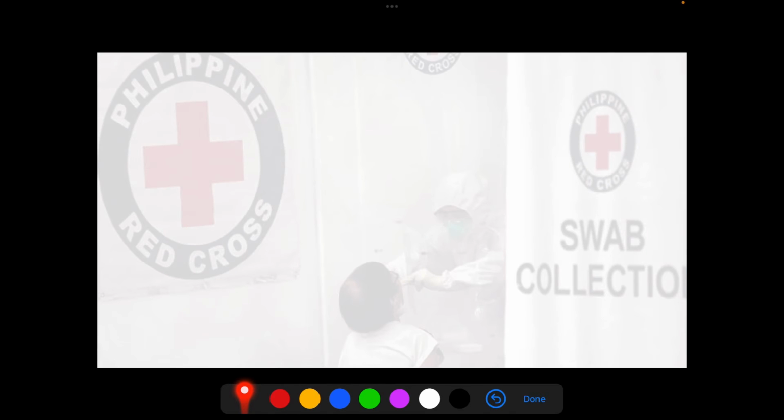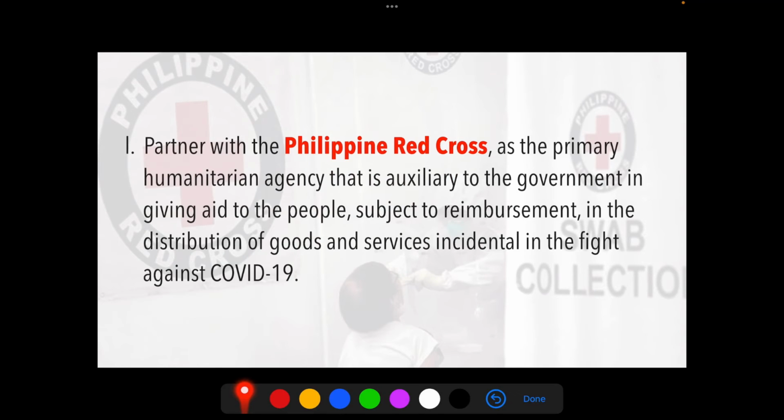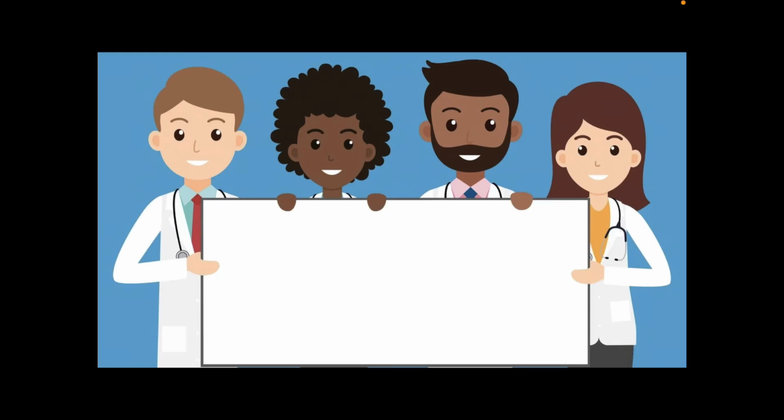And also, we have here to partner with the Philippine Red Cross as the primary humanitarian agency that is auxiliary to the government in giving aid to the people, subject to reimbursement, in the distribution of goods and services incidental in the fight against COVID-19.